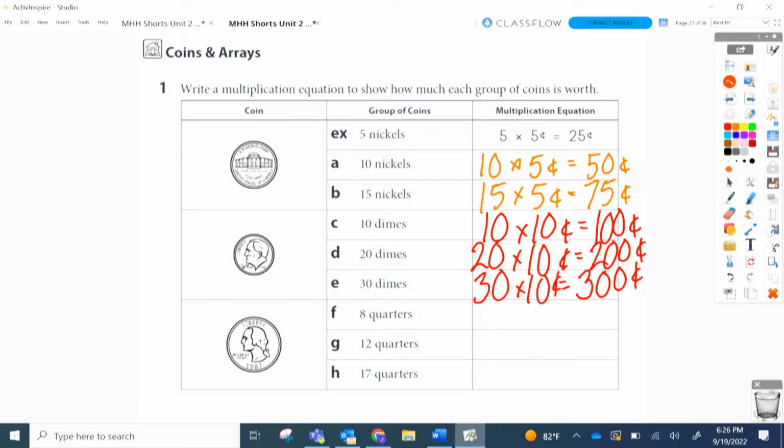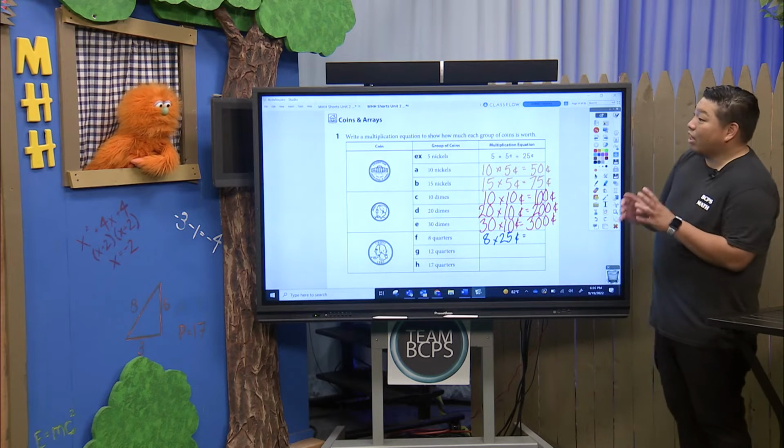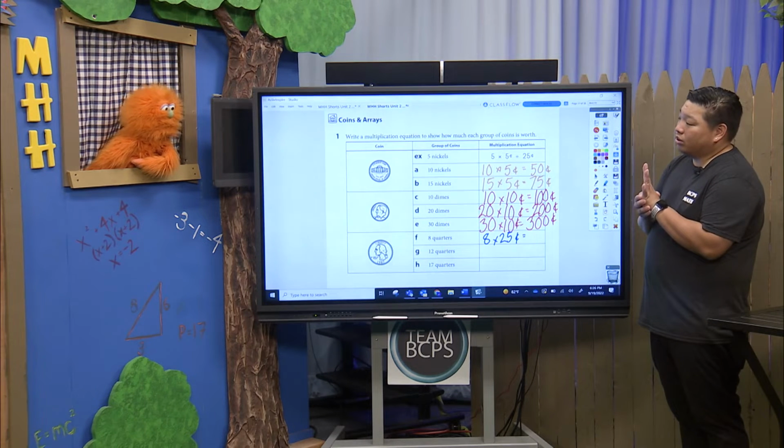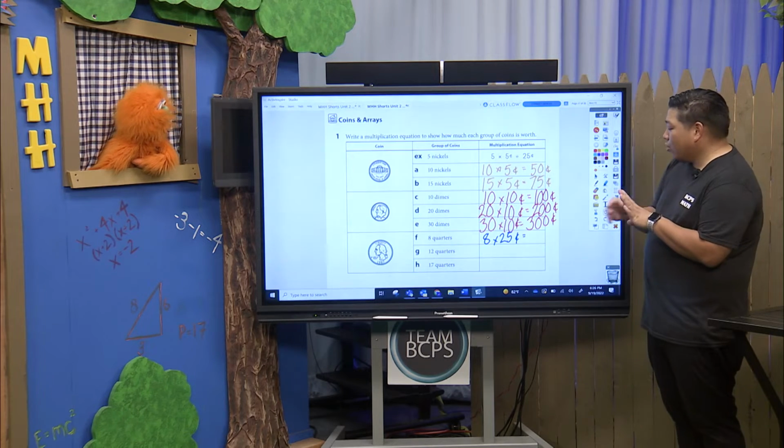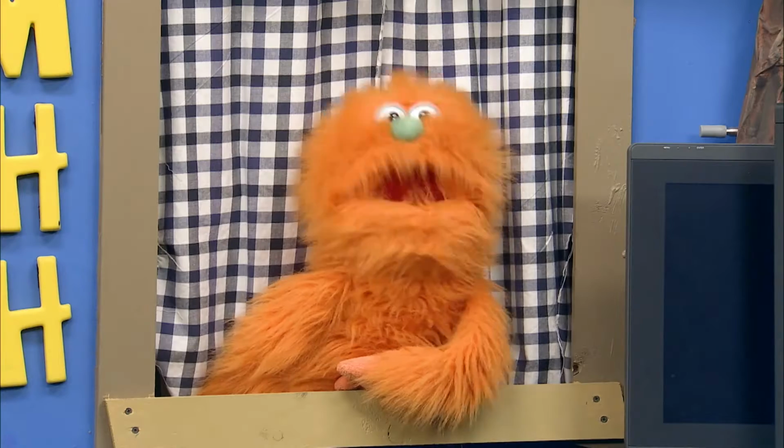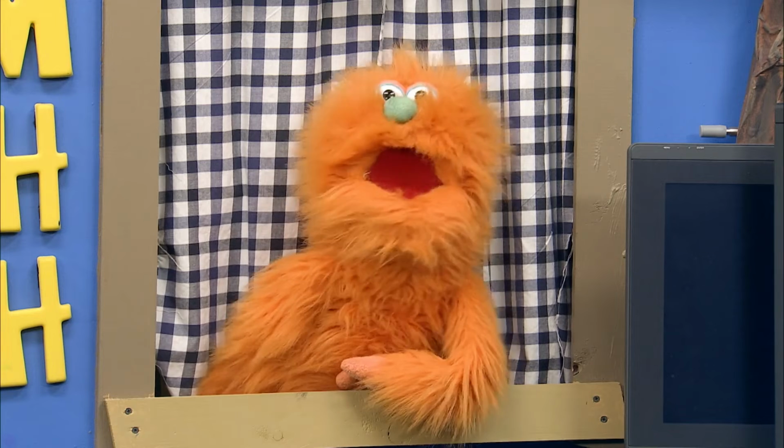8 quarters. So we have 8 times 25 cents. Okay, so we can think about it that way. If we know that every time you have 4 quarters, you have $1, or you have 25, 50, 75, 100. Can you count to 8? So that would be 200 cents.